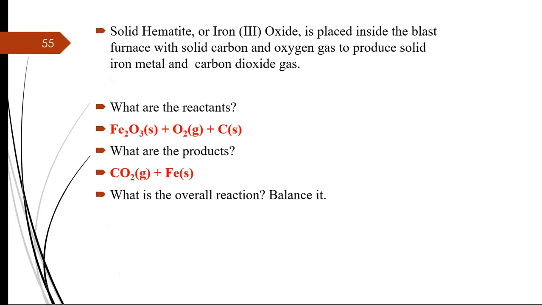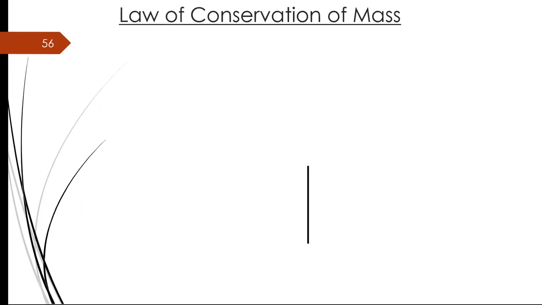Now that we have our reactants and we have our products with their states, let's go ahead and write our overall reaction. And now it wants us to balance it. Now balancing it is what we need to do in our next part. And so before we actually balance this, we're going to talk about what balancing means, and then we're going to come back and balance this one.